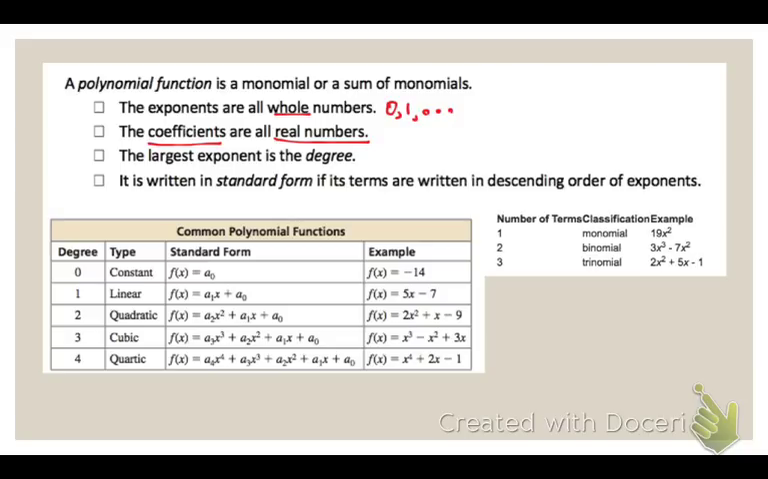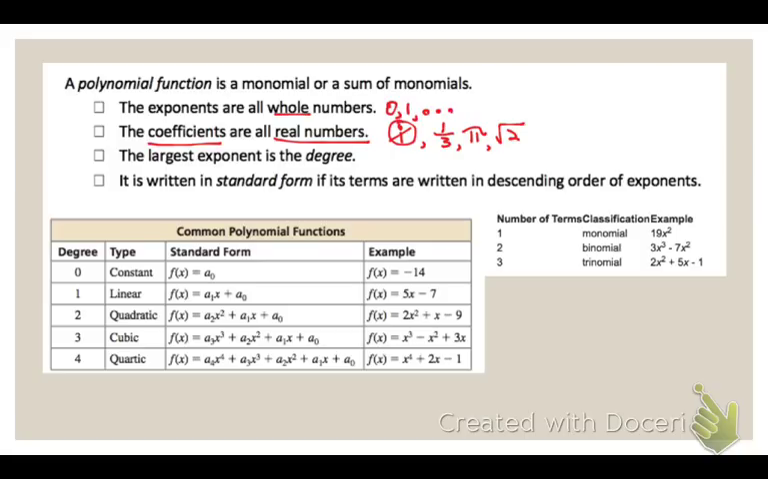What we don't want are any imaginary numbers. But we can have lots of other things. We can have fractions, those are okay. You can have an irrational number. Those are all real numbers. So lots of things, negative numbers, those can be coefficients, but they just need to be real.